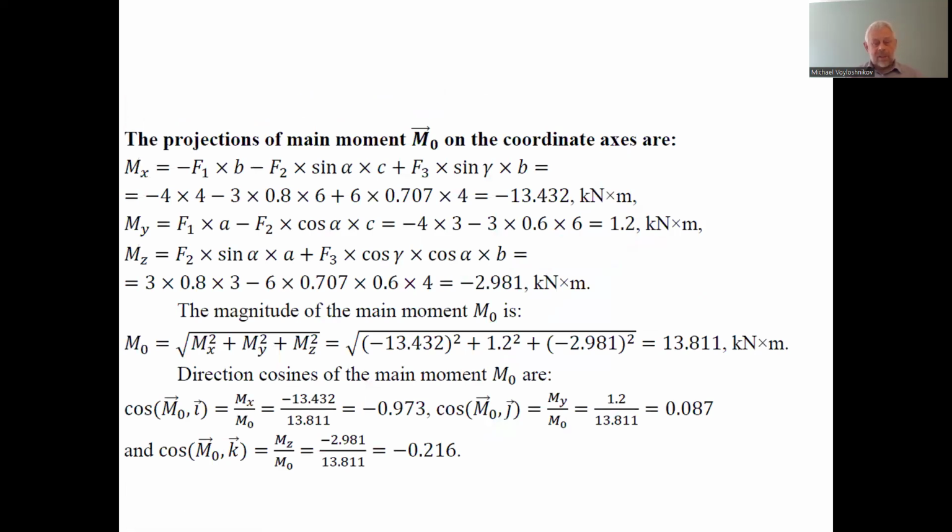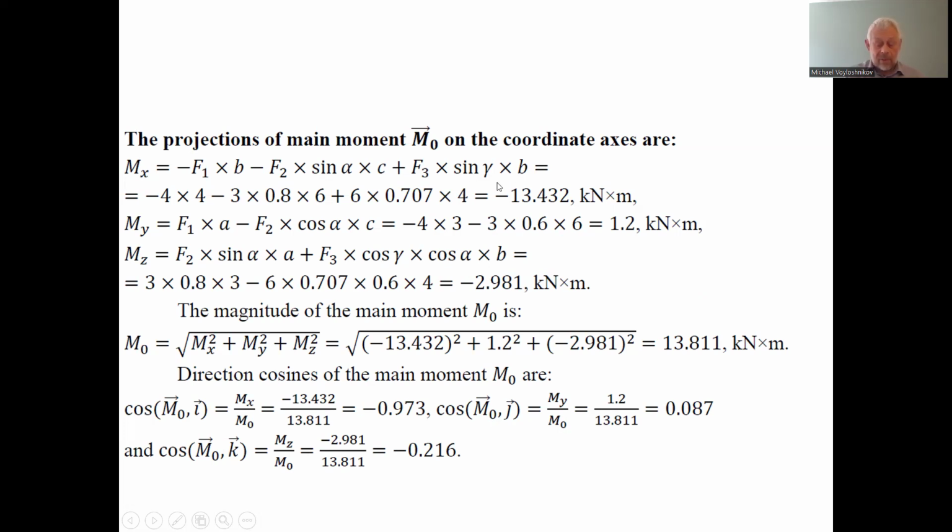After that, we have to find the projections of the main moment on the coordinate axes. We generally assume that the moment for each of the projections of force, we multiply by the projection of forces onto the arm relative to a definite axis. The projection of the moment vector M0 to the x-axis is minus F1 multiplied by b, minus F2 multiplied by sine alpha multiplied by c, plus F3 multiplied by sine gamma multiplied by b.